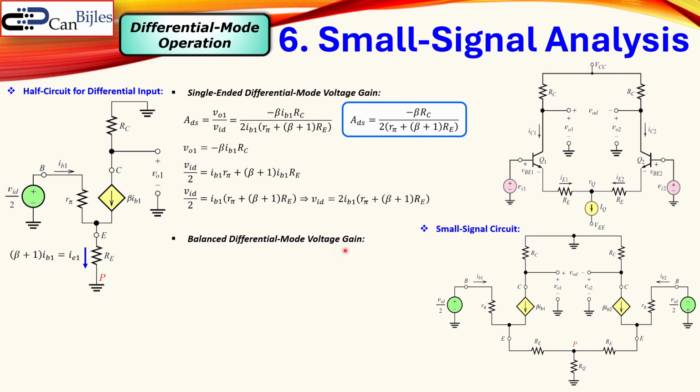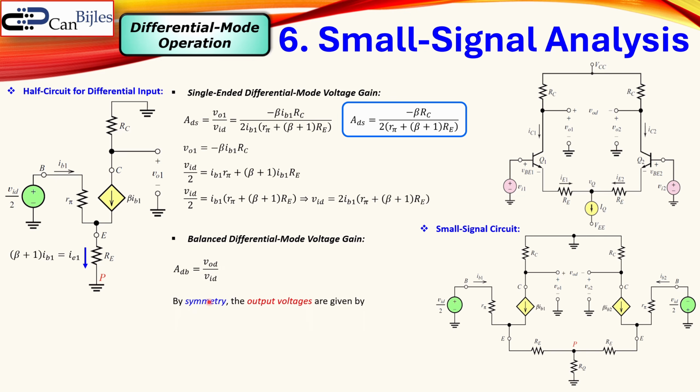Okay, now for the balanced differential mode voltage gain, what do we do? Well, you have to look at the differential output VOD. That's this part or this part if you look at the small signal circuit. So let's start with that, and again using the coding, so differential mode balanced. VOD over VID, so not VO1 or VO2 anymore, but just VOD. We always have VID for our input.